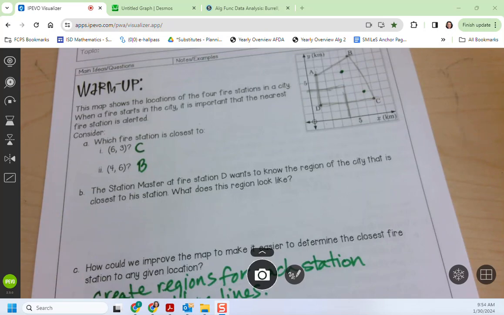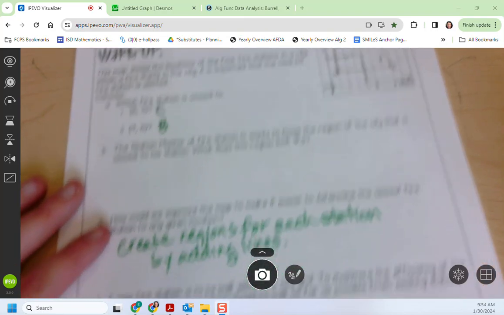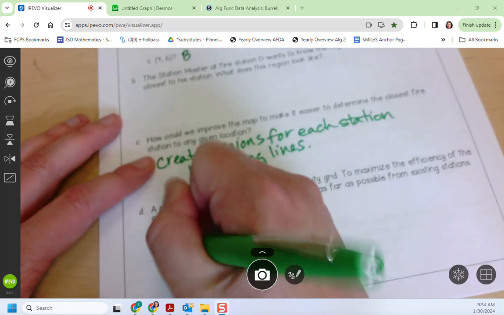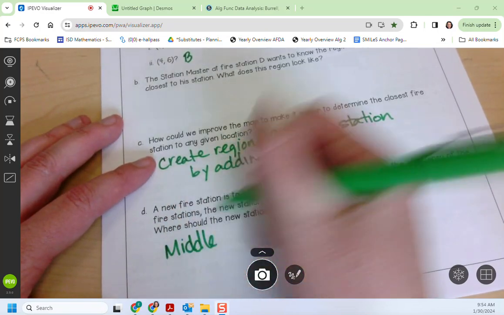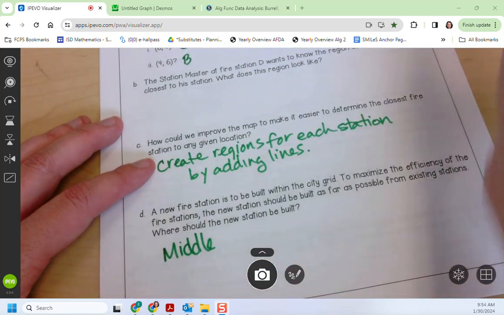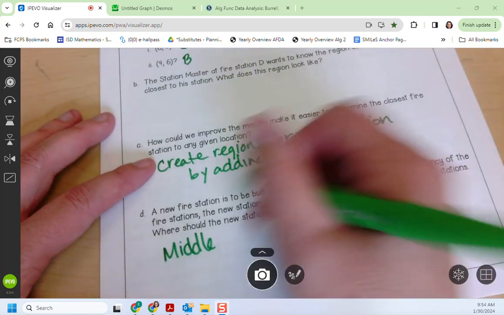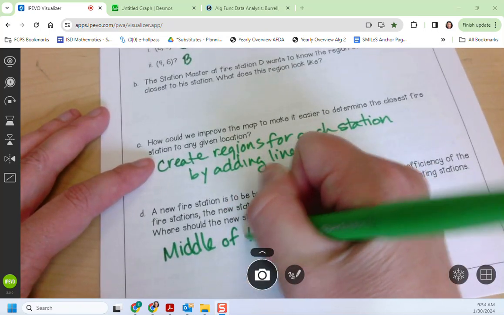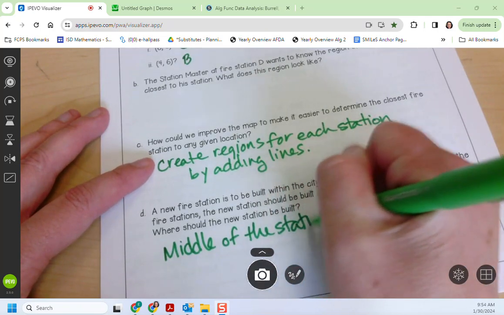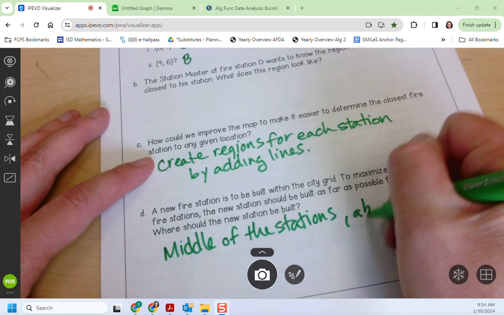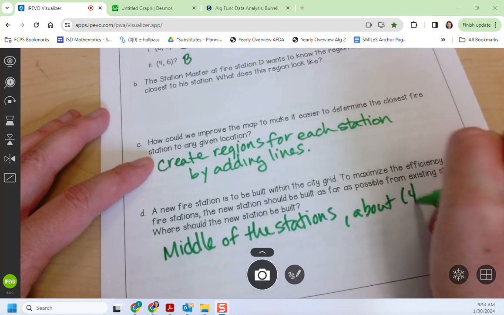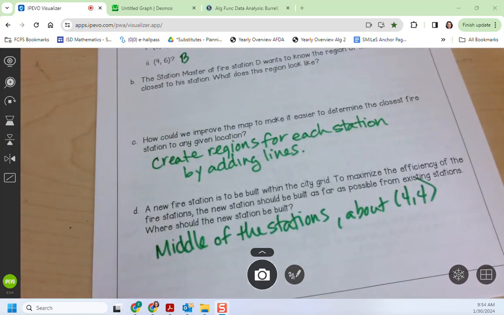You like 4-4? Simon, you like 4-4 also? Yeah? Anybody else think 4-4 looks pretty good? Yeah, so basically somewhere in the middle of the stations, which might be 4-4. And that's only because I gave you that extra rule that it had to be within the stations. Otherwise, 9-6 would have been a really good answer. Middle of the stations, about 4-4. Okay.